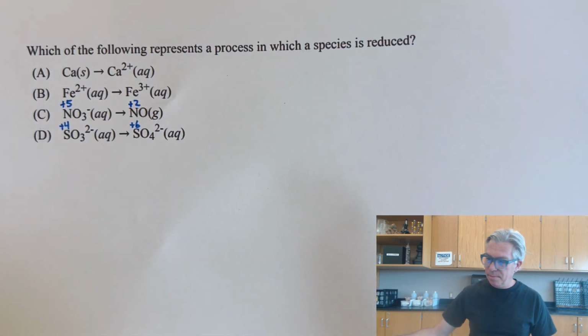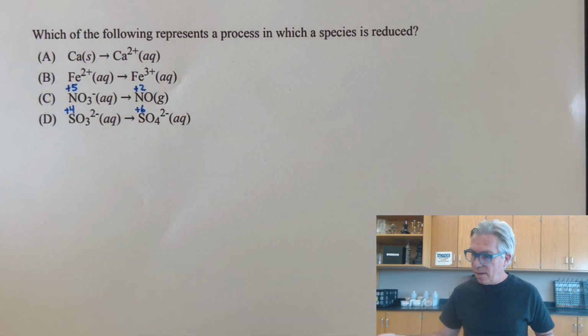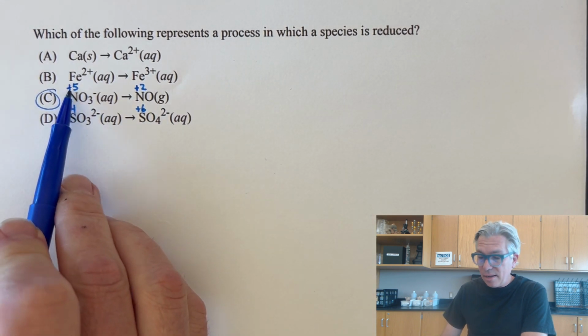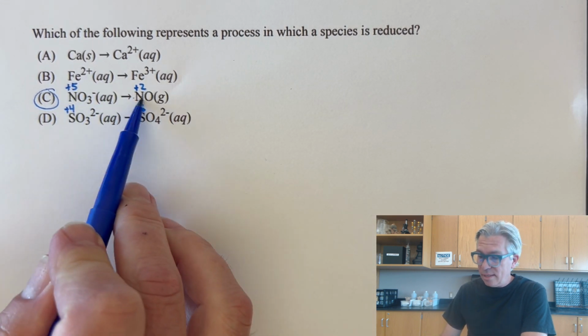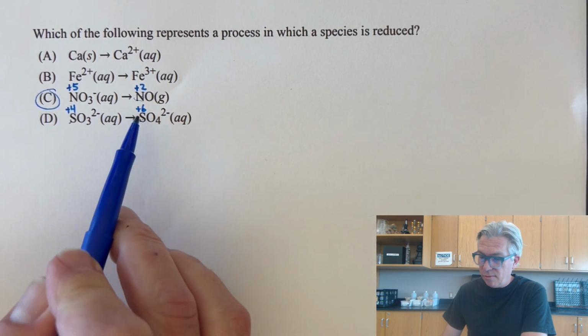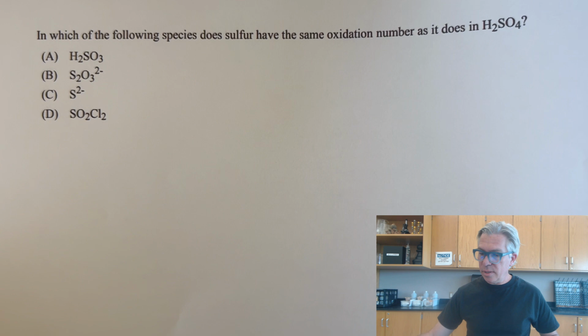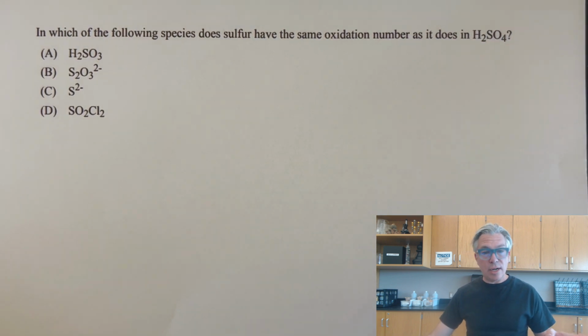But if you assign your oxidation states, you actually find that in part C, the nitrogen goes from +5 down to +2. So it is getting reduced. The sulfur here is going from 4 to 6. That's oxidizing. But you have to find a single element that is going up or going down. Doing these fast, feel free to pause the video and try them first.